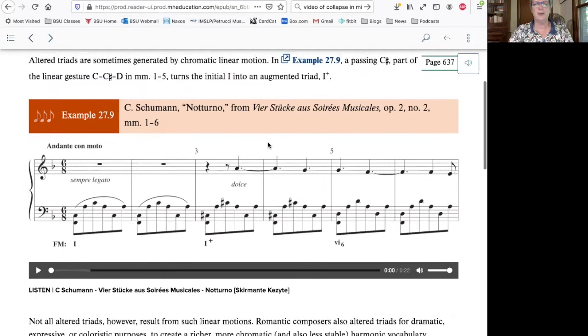Let's go next to example 27.9. This shows another augmented chord. It shows a 1 augmented chord. And what's going on here is that we're going from a 1 chord in measure 1 to a 6-6 chord in measure 5. In measures 3 and 4, we again have this passing tone motion. The C sharp is a chromatic tone filling in the whole step between C natural and D natural, but it turns the 1 triad into an augmented triad.